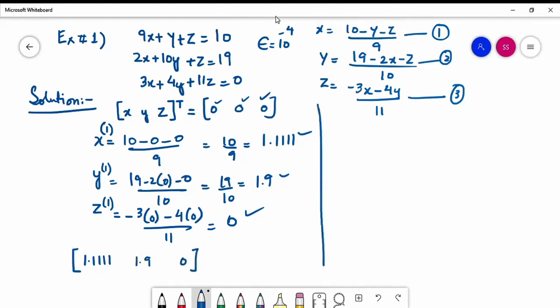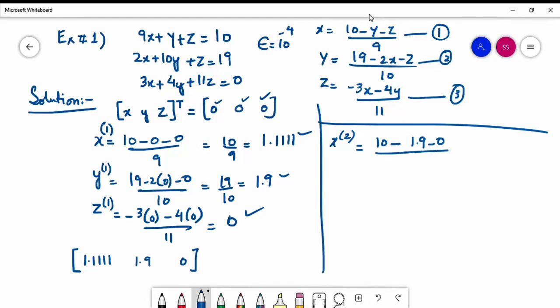Now we start with our second iteration. x to the power 2 is equal to, now the equations remain the same and just the values are updated. So 10 minus y, which is 1.9, minus z, divided by 9.